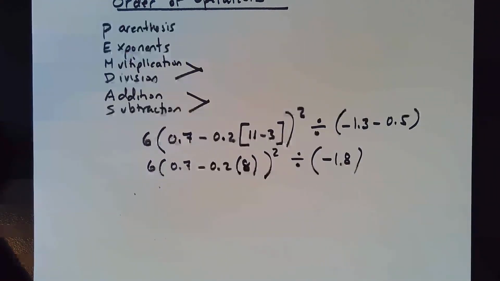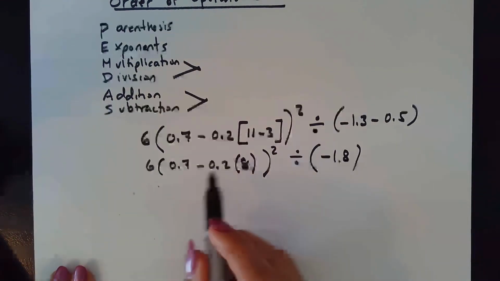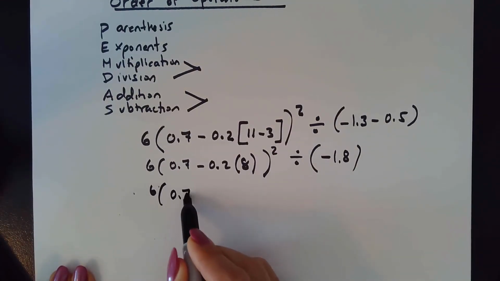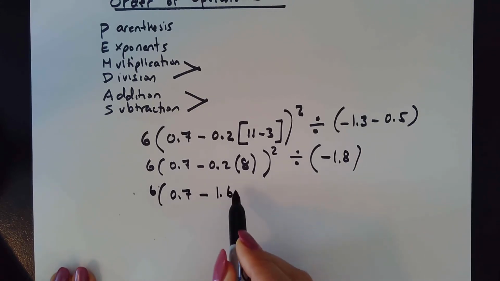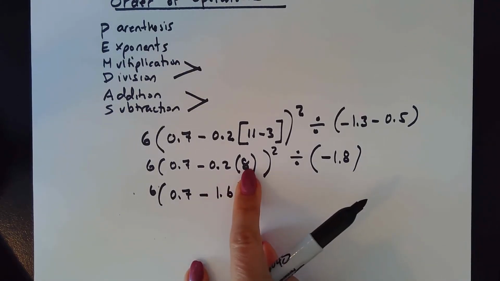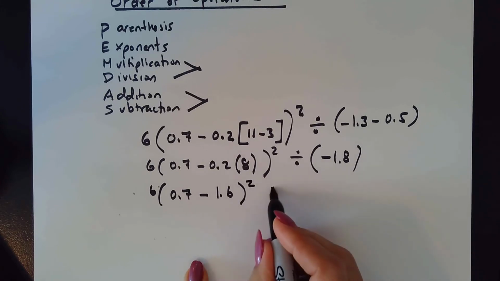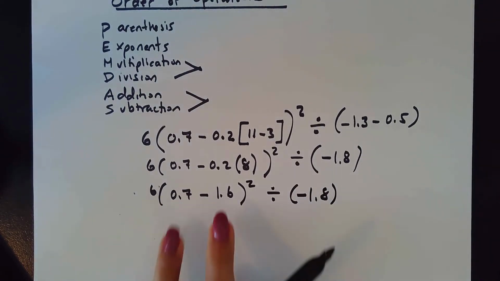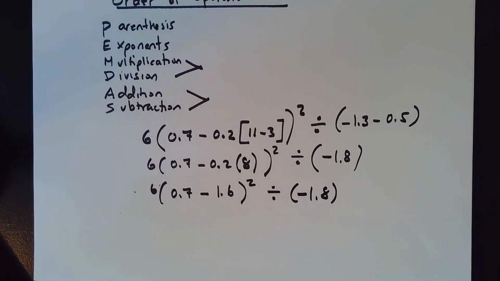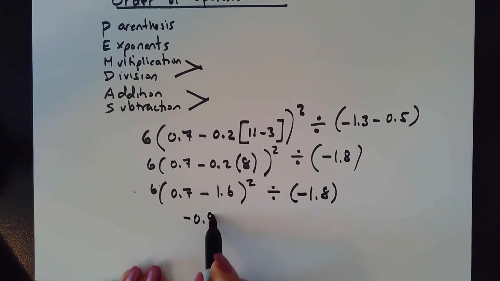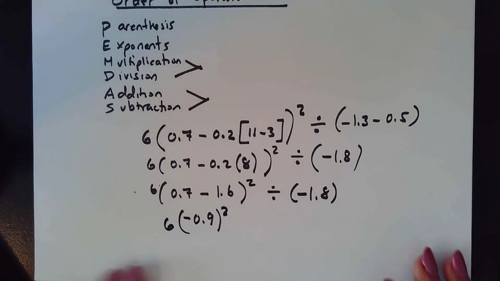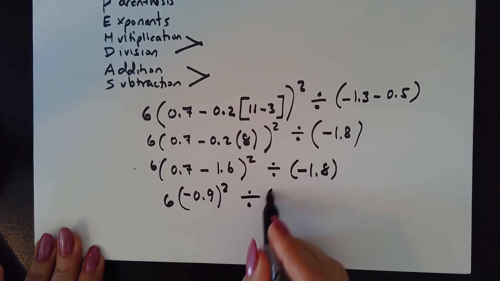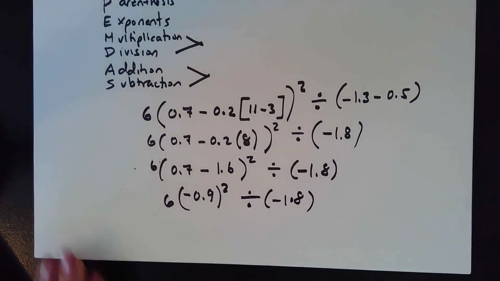So you take 0.2 times 8, right? That's going to give you negative 1.6. So you have 6 times 0.7 minus 1.6, right? Notice how I take care of this first. And that's still being squared, divided by negative 1.8. Now go ahead and simplify the inside of this parentheses, 0.7 minus 1.6, which gives me negative 0.9. You're squaring that, right? Divided by negative 1.8.